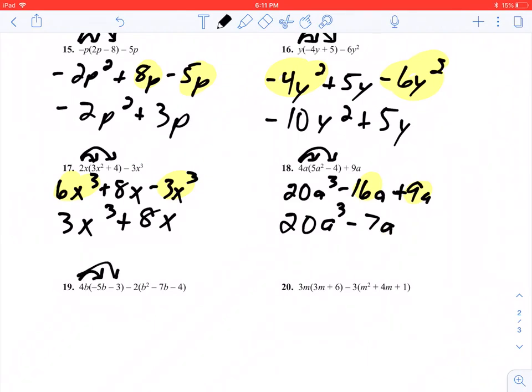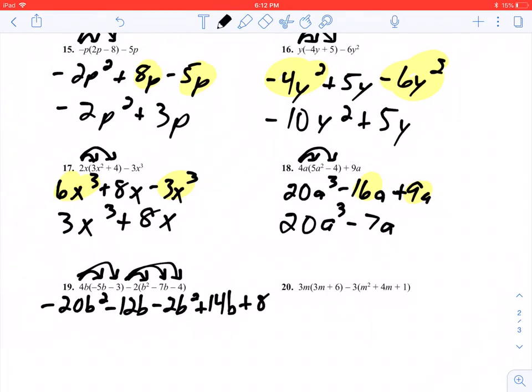The 4b distributes, but then this negative 2 has to distribute to all three things. This is a really tricky one. So let's start with the 4b. The 4b times negative 5b is negative 20b squared. And 4b times negative 3 is negative 12b. Then we have negative 2b squared. And negative 2 times negative 7b is positive 14b. And then we have the negative 2 times the negative 4, which is positive 8.